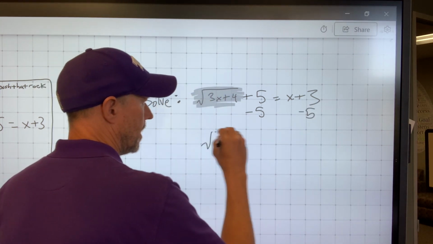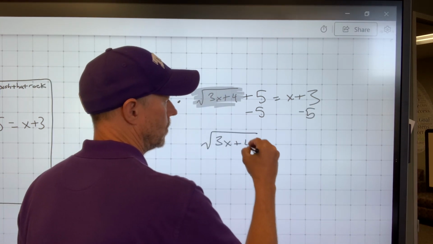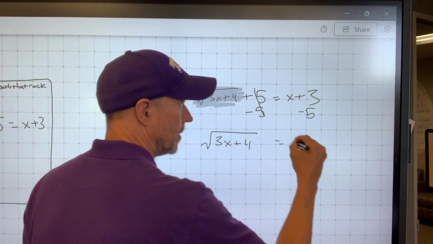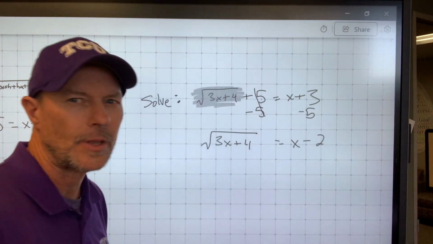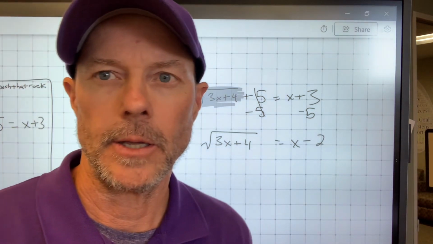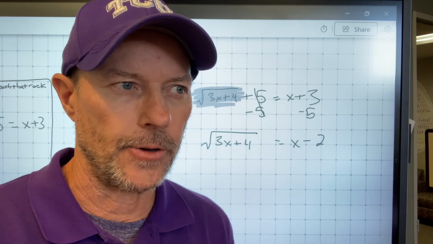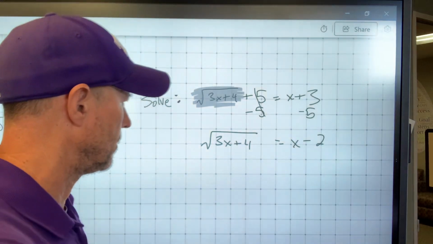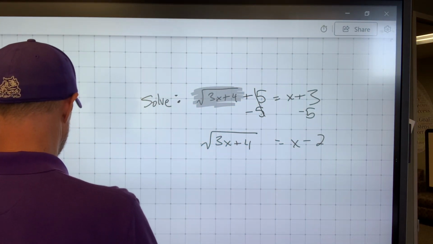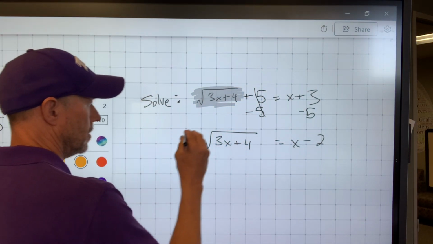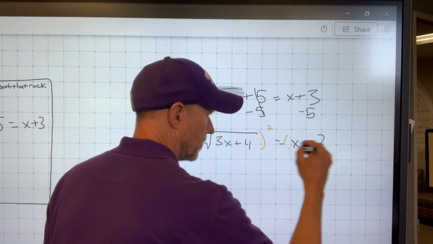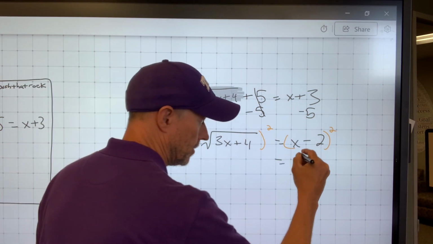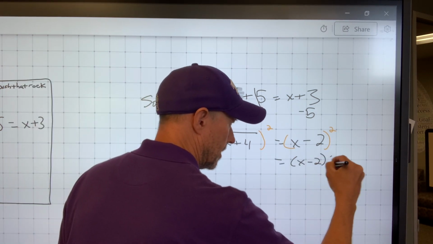That's going to give me this radical equals, this is gone, so on this side it's not there anymore, and over here we get x minus 2. And now, to get rid of the square root, I do the operation that will eliminate it, which is the square. So I'm going to take both sides and square. Now that means over here I have a binomial times itself, x minus 2 times x minus 2.